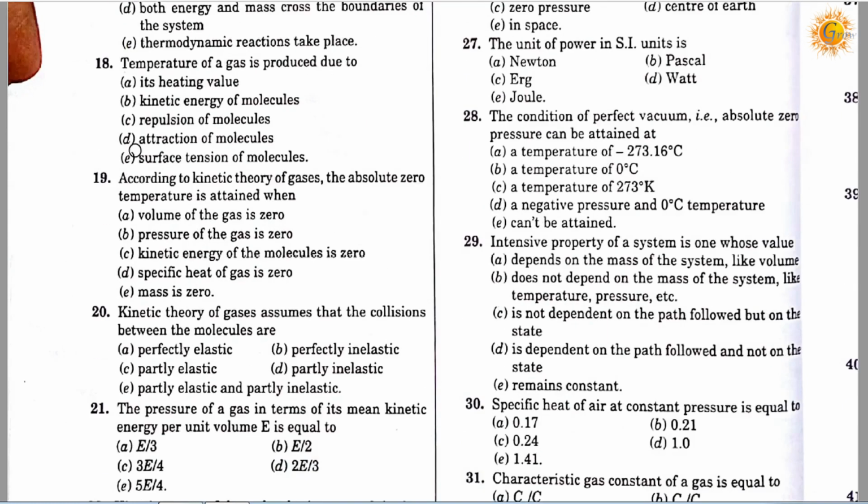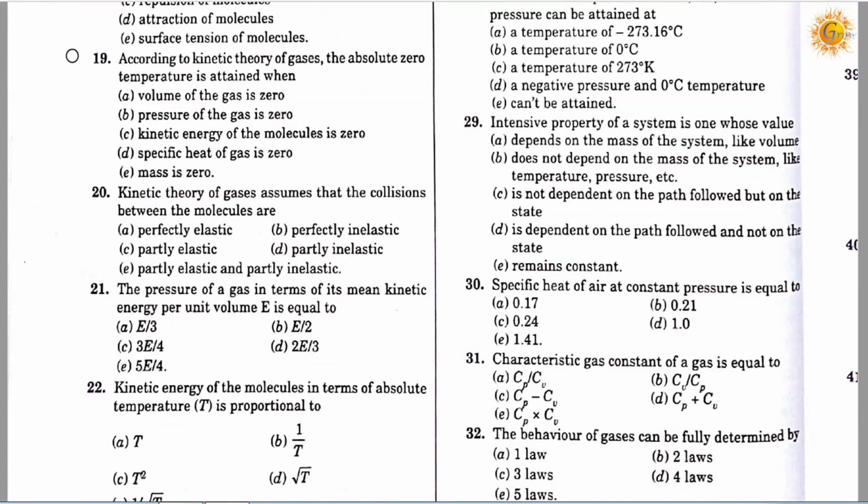Question number 18. Temperature of a gas is reduced due to: option A, its heating value; option B, kinetic energy of molecules; option C, repulsion of molecules; option D, attraction of molecules; option E, surface tension of molecules. So the correct answer is B. It's the kinetic energy of molecules.